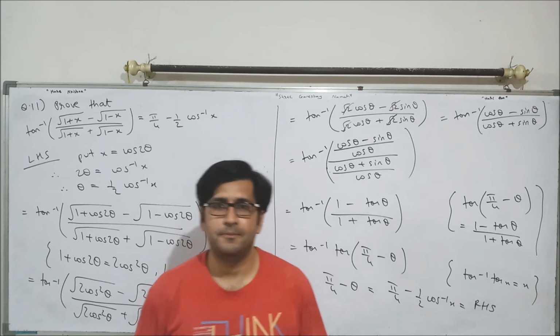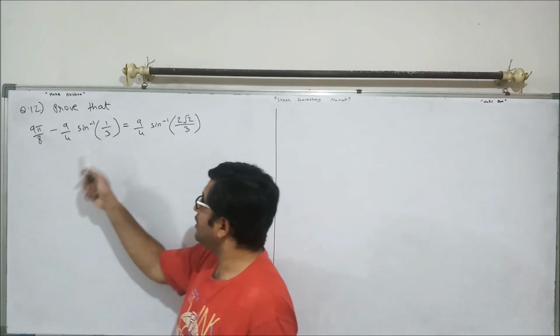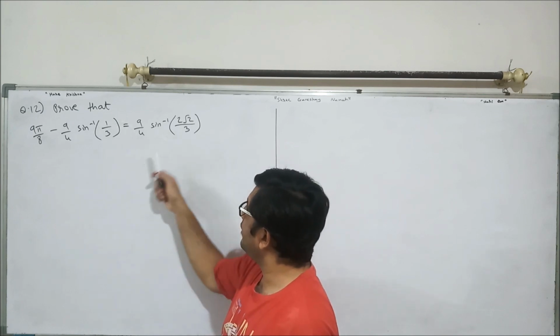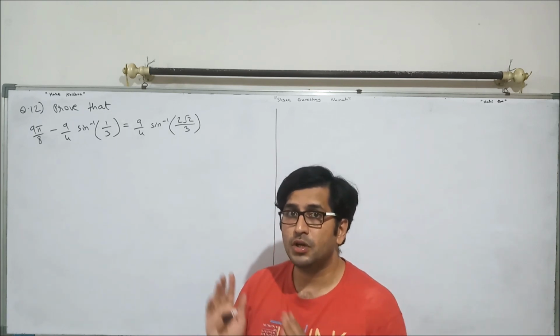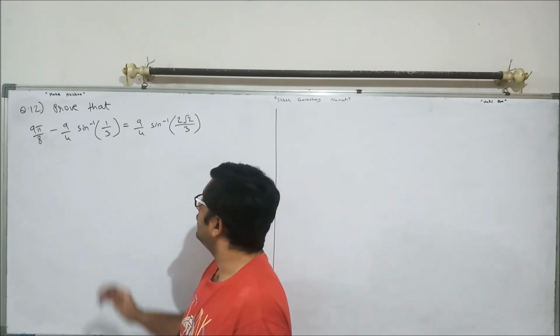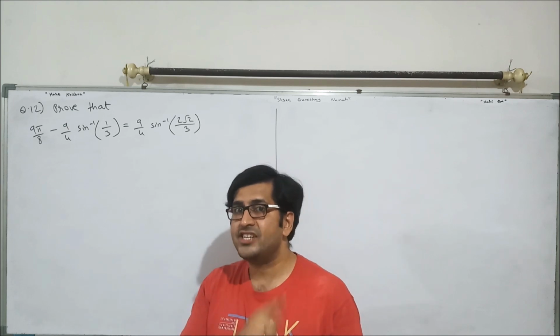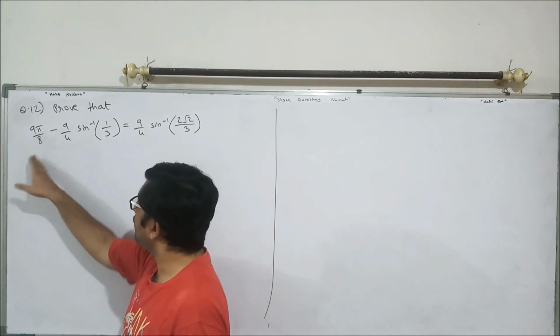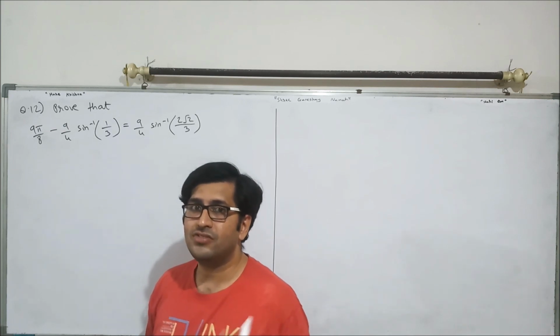Let's move to the next one. In question number 12, you want to prove that 9 pi by 8 minus 9 by 4 sin inverse of 1 upon 3 is 9 by 4 sin inverse of 2 root 2 upon 3. Now students, carefully observe the question. On the RHS the constant term is 9 upon 4, and that constant term is in the LHS also. How? If you take 9 upon 4 common from these two terms, we are going to get one term 9 upon 4 in the left hand side as well.